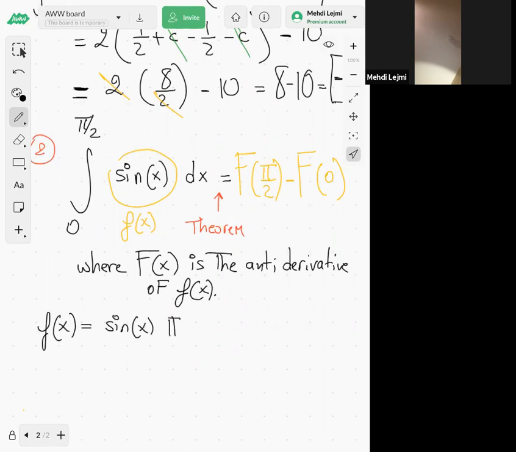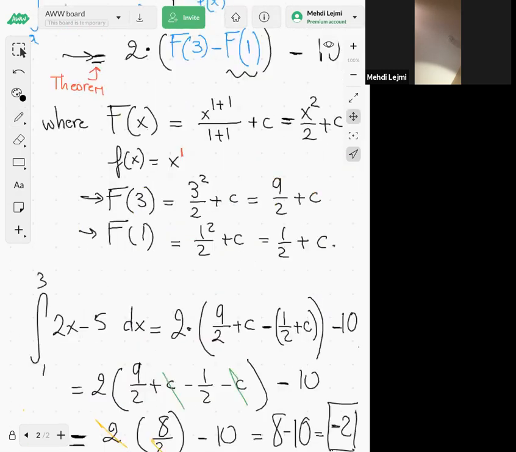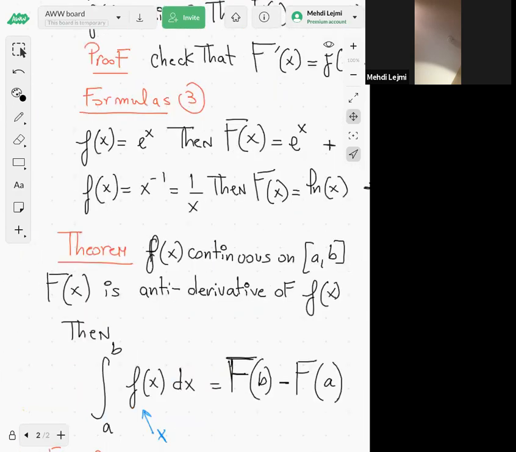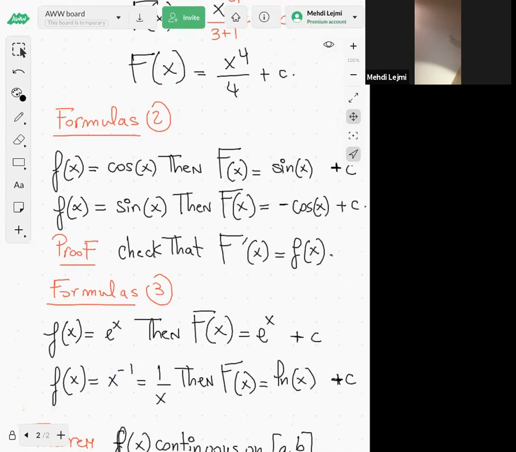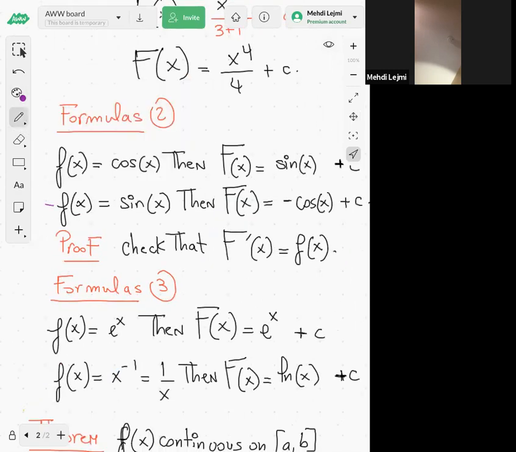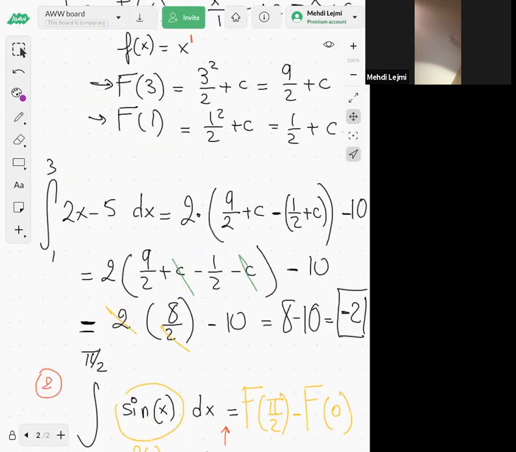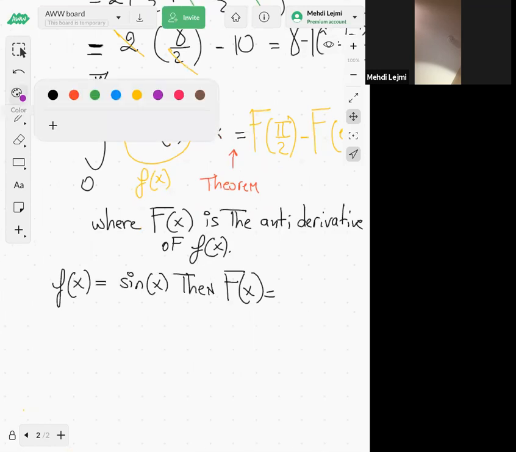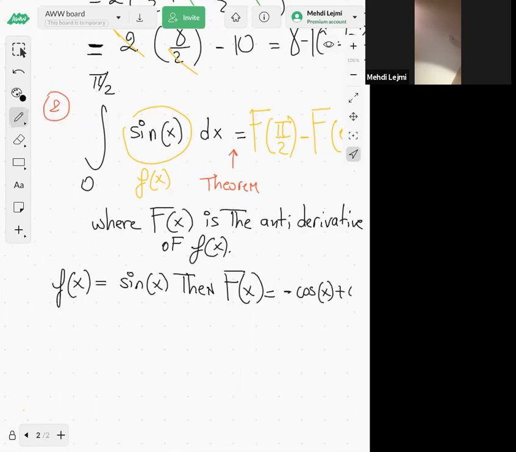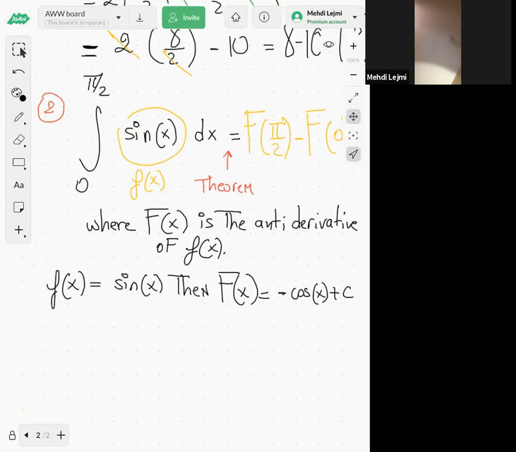Okay, so then what's the antiderivative? Well, let's check, what's the antiderivative of sine of x? We said that if lowercase f is sine of x, then the antiderivative is actually minus cosine plus a constant. So my capital F, my antiderivative, is minus cosine of x plus the constant. All right, so let's compute this definite integral.